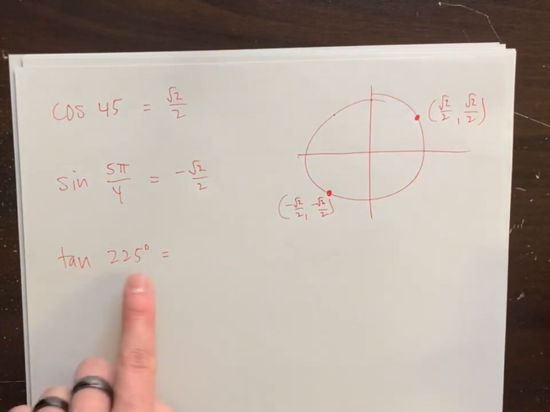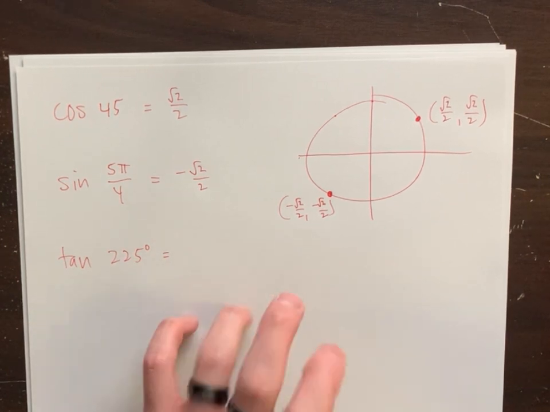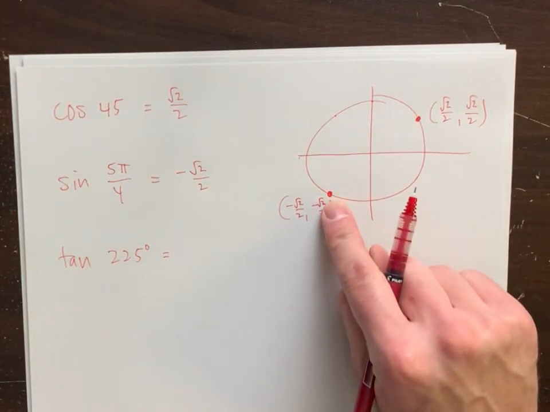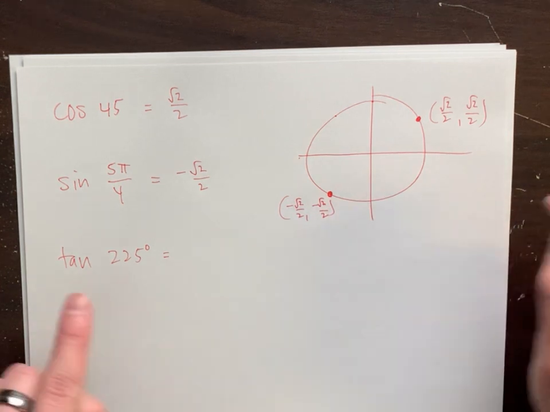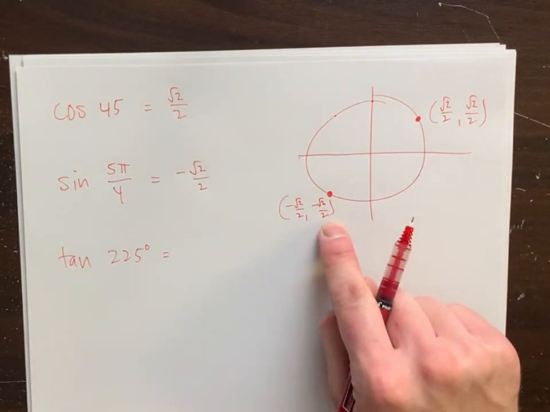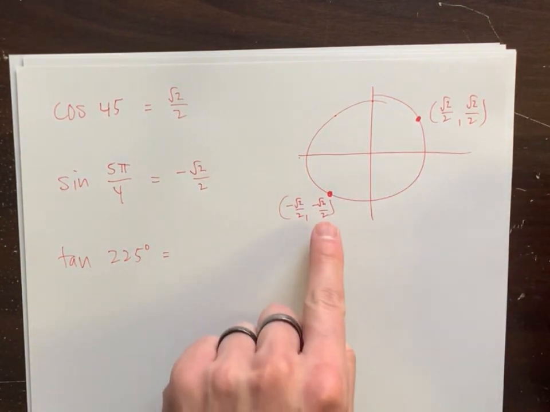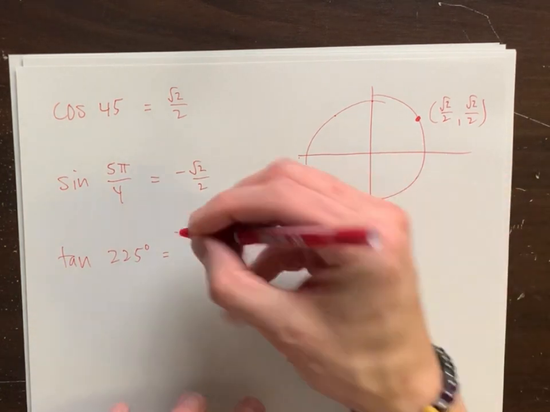What about tangent? 225 would be right here, okay? And so tangent is when you go y divided by x. And so if you go this divided by that, it would actually just be 1.